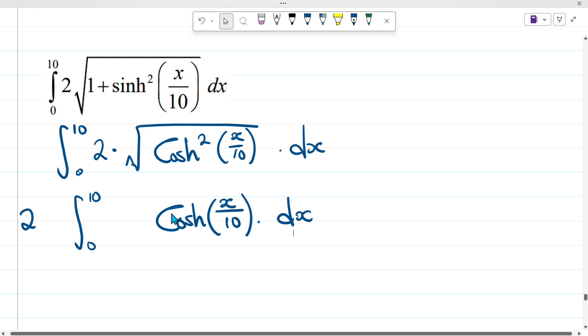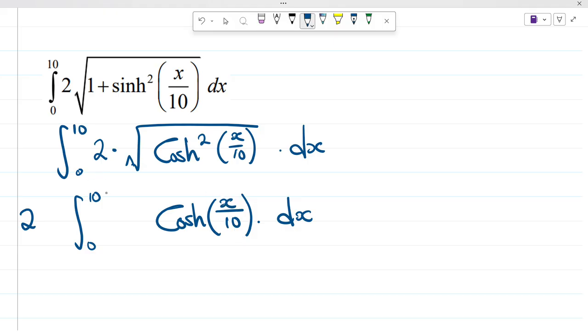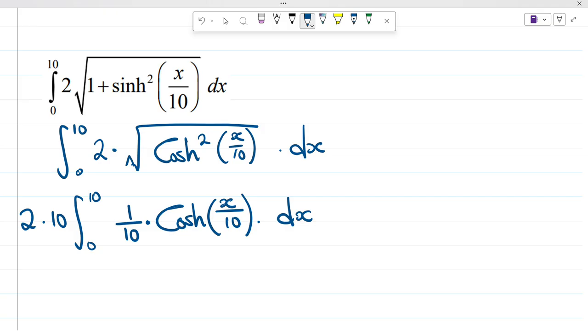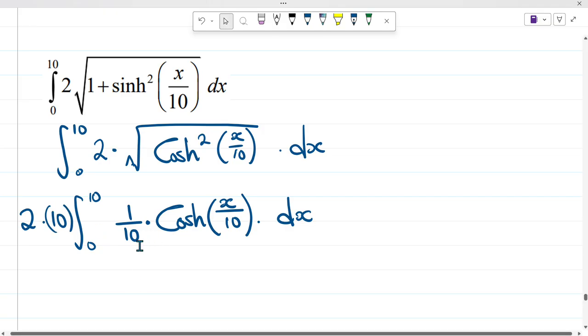It didn't change. What we need to first make sure is that next to this hyperbolic function, we have the derivative of the argument. So the argument is x over 10. When we differentiate x over 10, we get 1 over 10. So I need to make sure that here I have 1 over 10. But I didn't have it in my equation. I'm just putting it so that I can integrate. Then I need to cancel it out by multiplying by 10 outside the integral, so that the 10 and the 10 can cancel out.